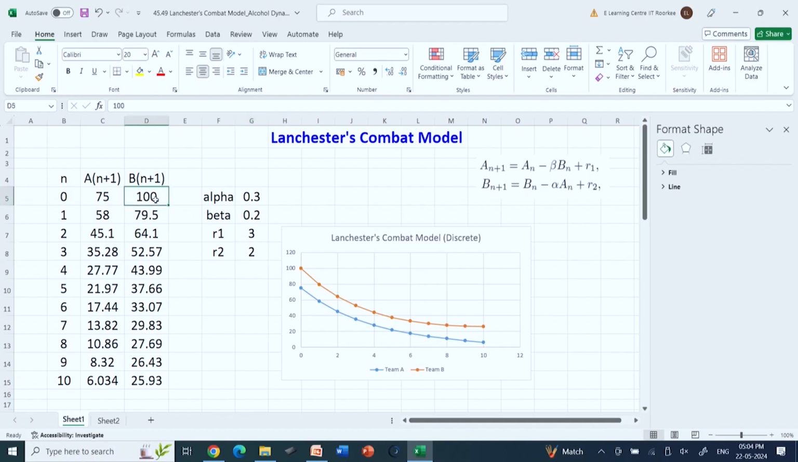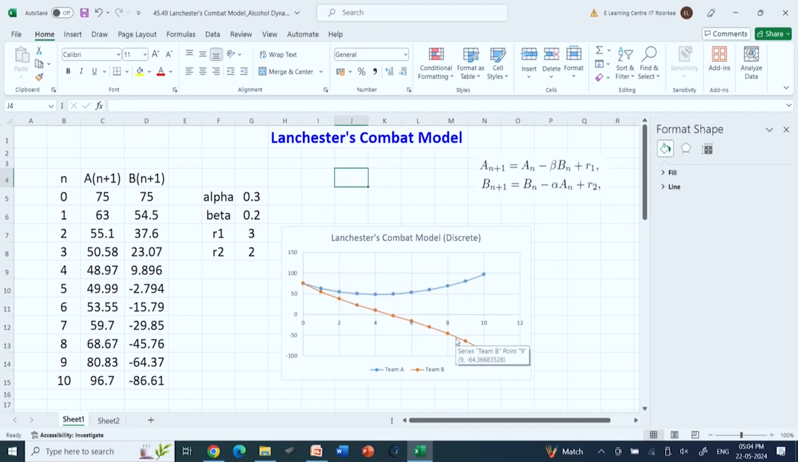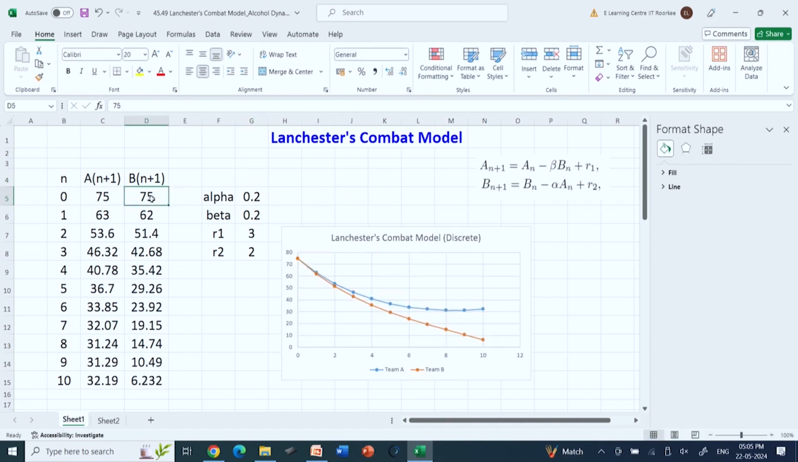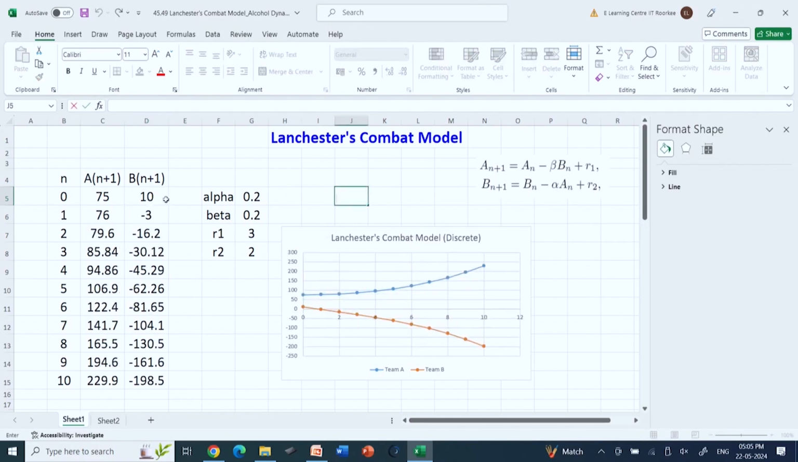For example, if I make this 75, that is, both teams start with the same number of soldiers, where I have kept all these things the same, you see a different scenario. You see now team A is winning and team B goes to 0. Basically, here you have to stop, these are negative values, they won't be counted. So, somewhere here team B lost the battle. If you again want to change the value of alpha and beta, suppose I make this as 2 with this 75 and this as 100.